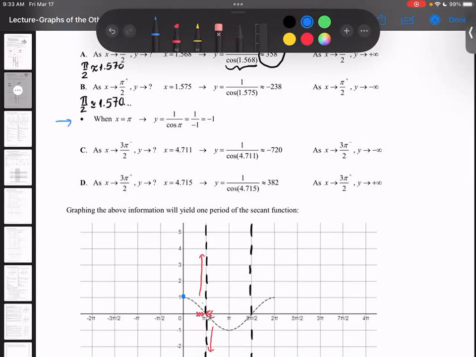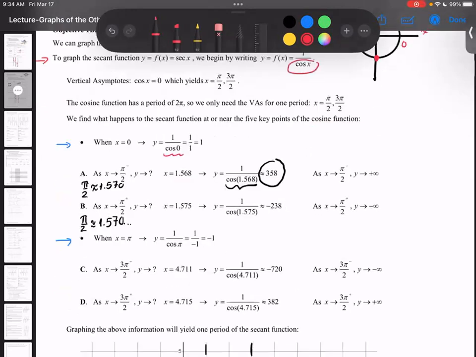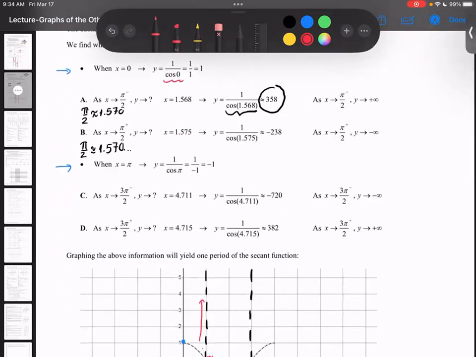What's cosine of pi equal? You look at the unit circle, what's cosine of pi? Negative 1, right? Right there is negative 1, 0. So cosine is the x value, so cosine of pi is negative 1. 1 divided by negative 1 is negative 1.